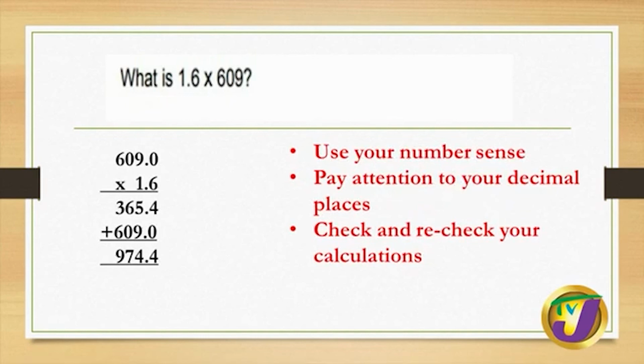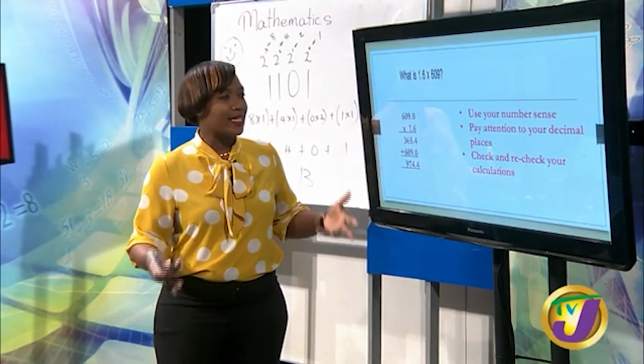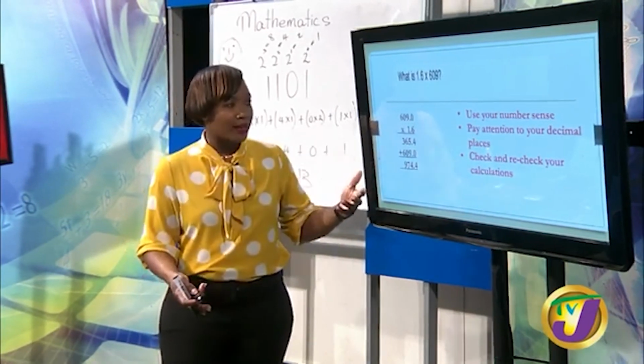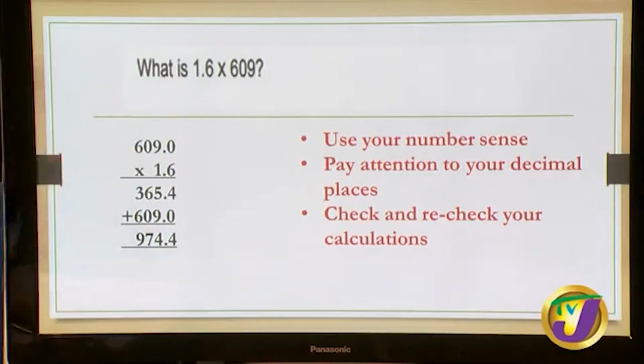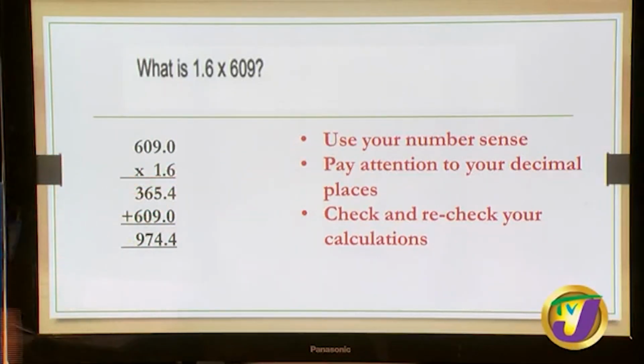Use your number sense. So just remember, if you are multiplying 609 by 1.6, 1 times 609 is 609. So that should be pretty much easy. And 0.6 is a little bit over half, so you should expect more than 300. So you can pretty much, by using your number sense, look if your answer is on the right track. All right, pay attention to your decimal places. Check and recheck your calculations.